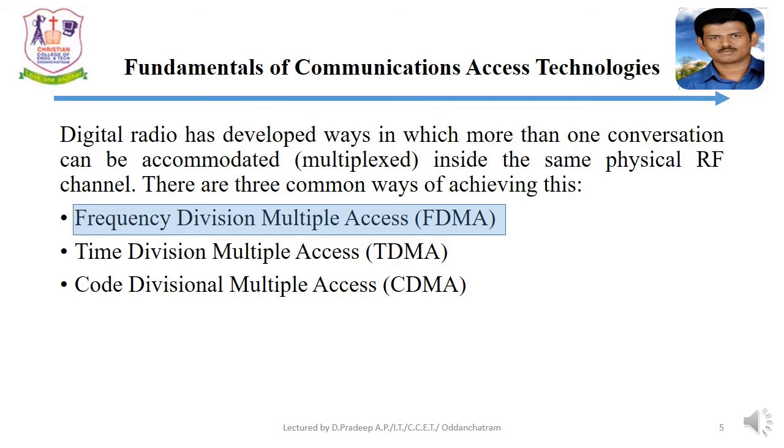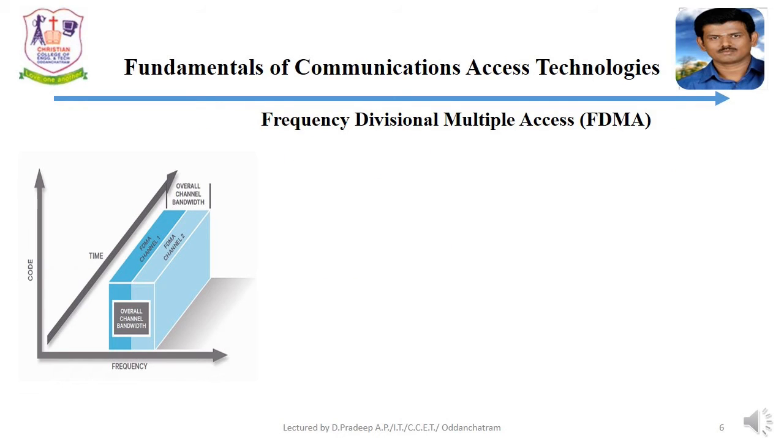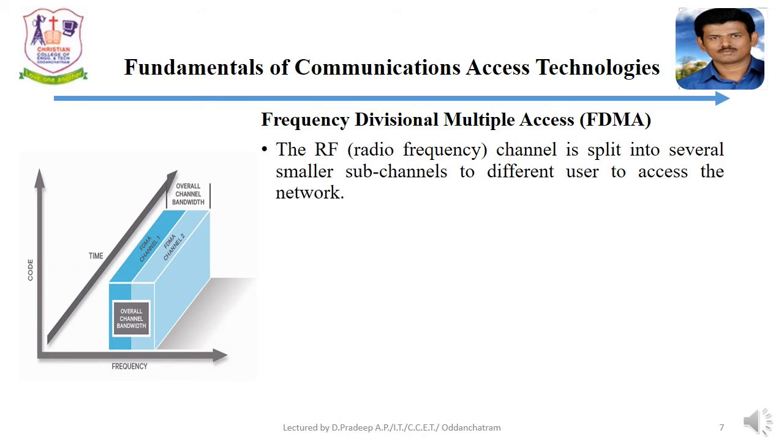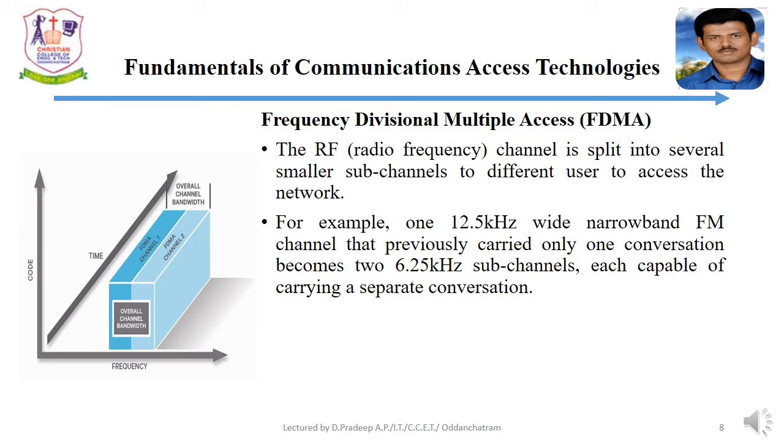First, we concentrate on FDMA, that is frequency division multiple access. The RF channel is split into several smaller subchannels for different users to access the network. For example, one 12.5 kHz wide narrowband FM channel that previously carried only one conversation becomes two 6.25 kHz subchannels, each capable of carrying a separate conversation.